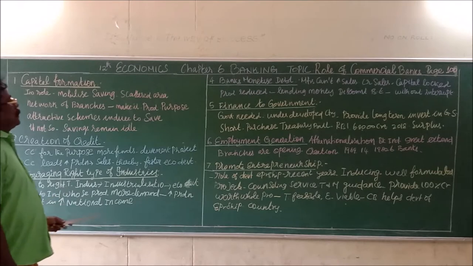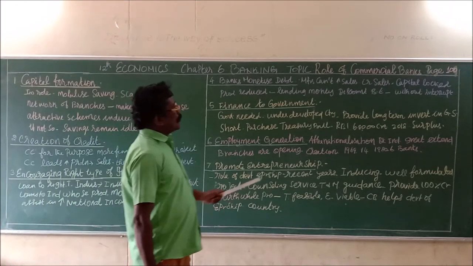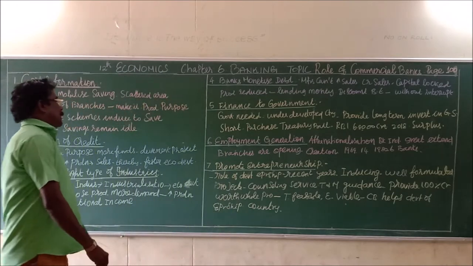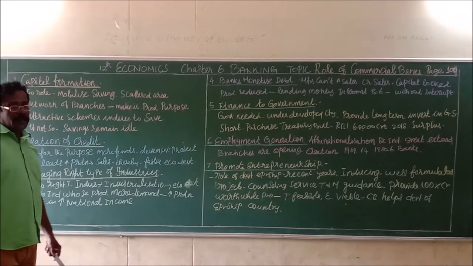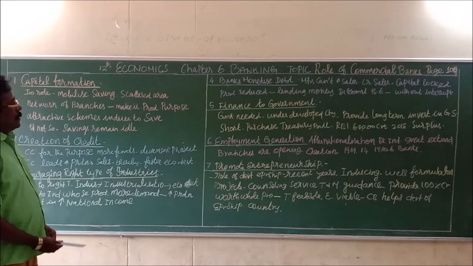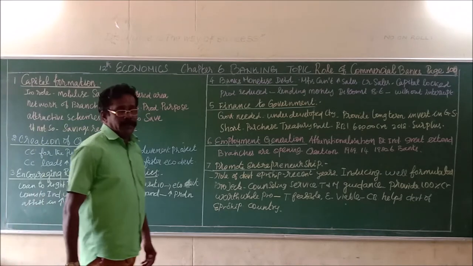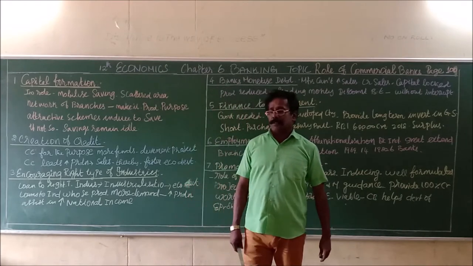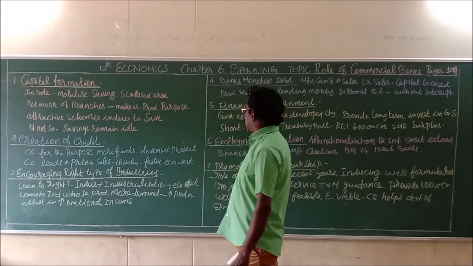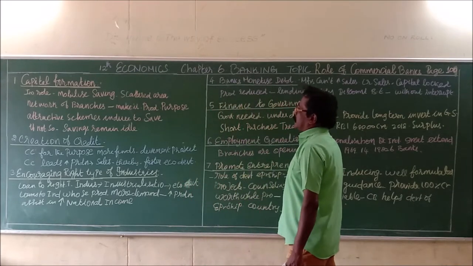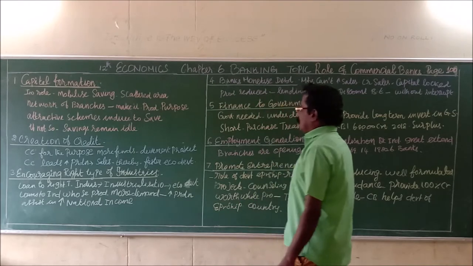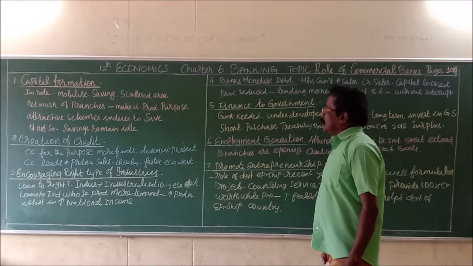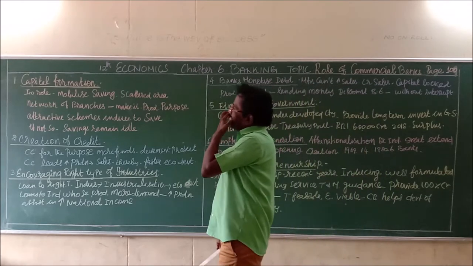Students, the next topic is the role of commercial banks. Very important 5-mark question. In the previous class we saw the functions of commercial banks, which are classified into types: primary functions and secondary functions. So the next topic is the role of commercial banks. The role played by the commercial banks can be seen in 7 ways.